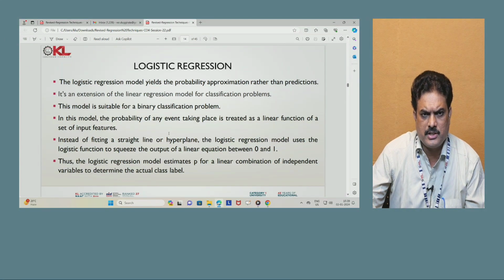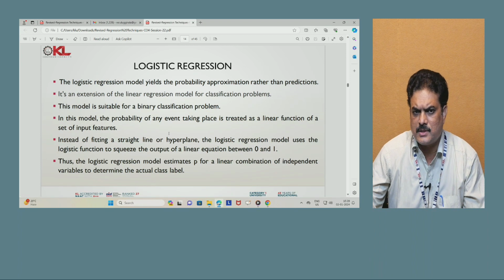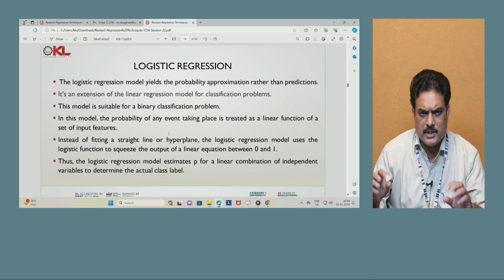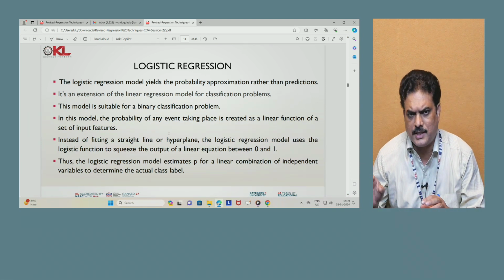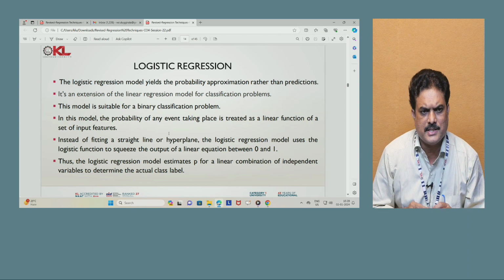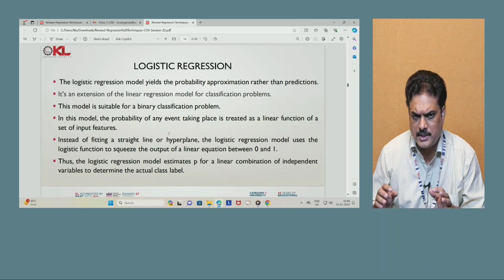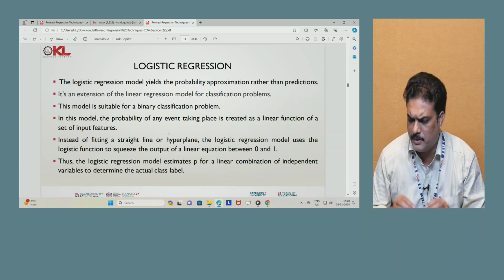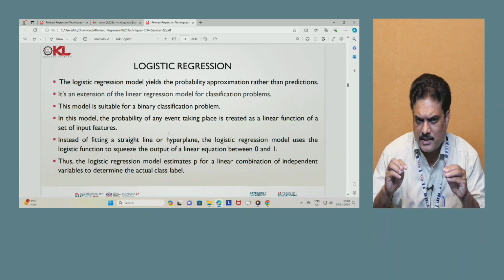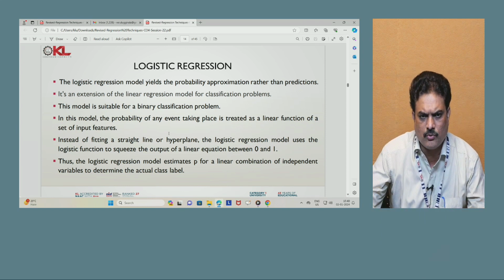And another regression technique is logistic regression. The logistic regression model yields the probability approximation rather than predictions. It is an extension of the linear regression model for classification problems. This model is suitable for a binary classification problem. In this model, the probability of any event taking place is treated as a linear function of a set of input features. Instead of fitting a straight line or hyperplane, the logistic regression model uses the logistic function to squeeze the output of a linear equation between 0 and 1. Thus, the logistic regression model estimates P for a linear combination of independent variables to determine the actual class label.